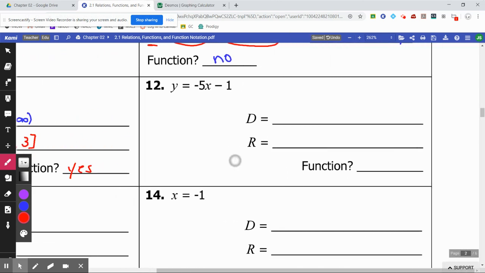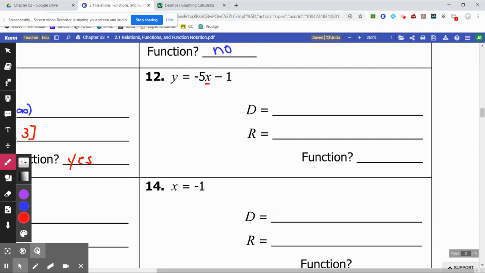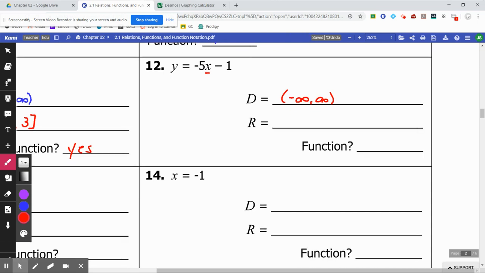Number 12, domain. What can x be? You can plug in anything, and we'll look at the graph of this as well in just a second. Hopefully you already know what the graph looks like. Now the range, what would you get? Now let's plug in some values. You can make yourself a table, plug in -2, plug in -1, plug in 0, 1, 2, and you'll see what starts to happen. However, these are much easier to solve by looking at graphs.